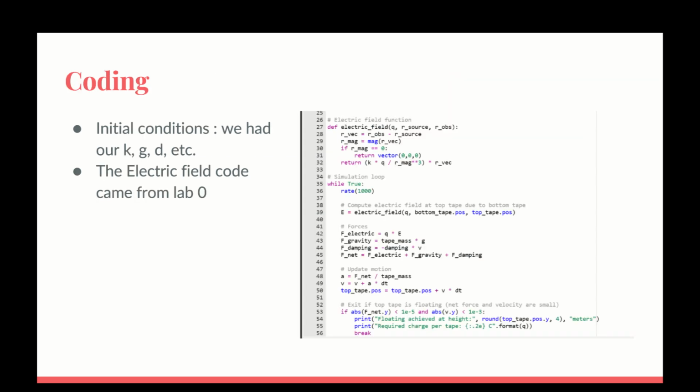Coding. Some initial conditions we had are the k constant, little g, gravity acceleration, and D, the separation distance between our two pieces of tape. The coding, you can imagine, is extremely similar to what we just physically did, except we just had to write a couple of functions, such as the electric field function that came from Lab 0, in order to calculate what we needed to calculate.